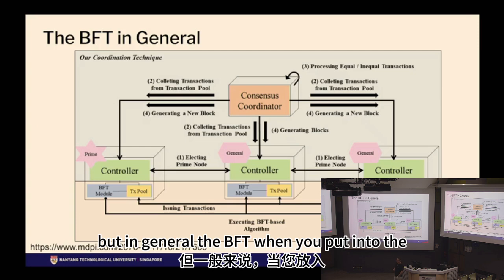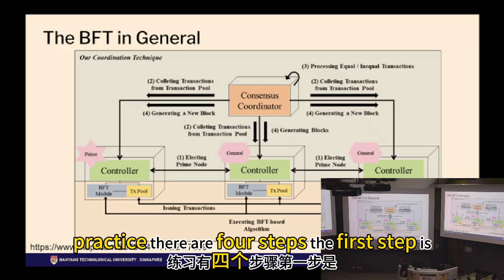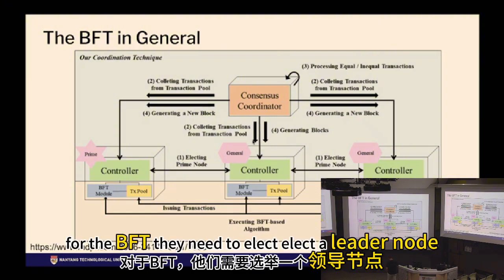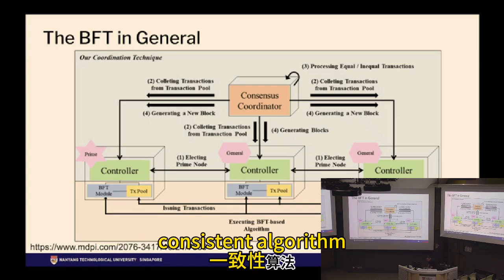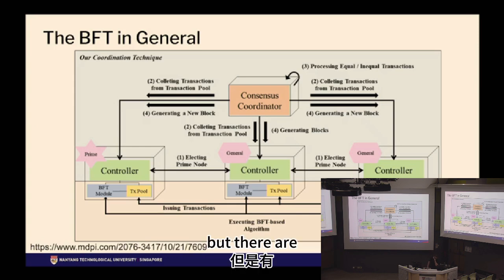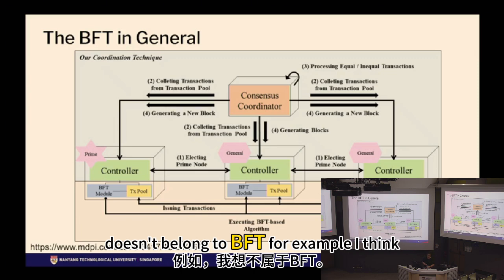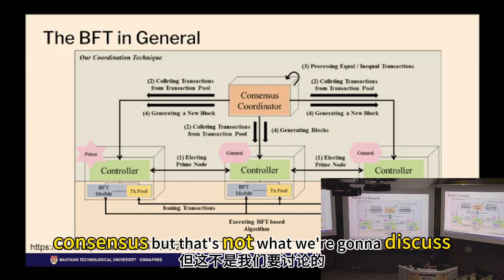But in general, when you put the BFT into practice, there are 4 steps. The first step is that the BFT needs to elect a leader node. The majority of the BFTs are leader-based consensus algorithms, but there are non-leader-based algorithms that don't belong to BFT. For example, I think Avalanche is using a non-leader-based consensus, but that's not what we're going to discuss.